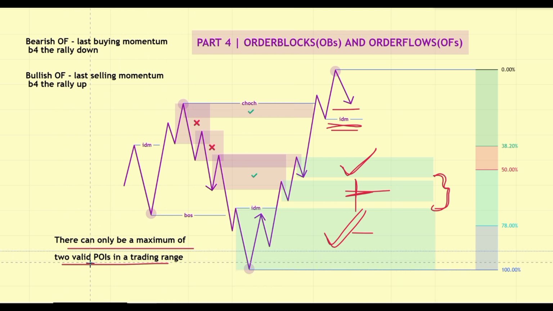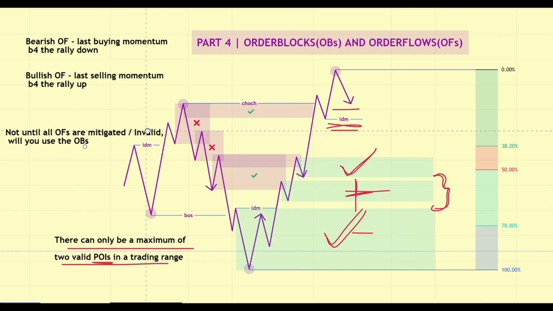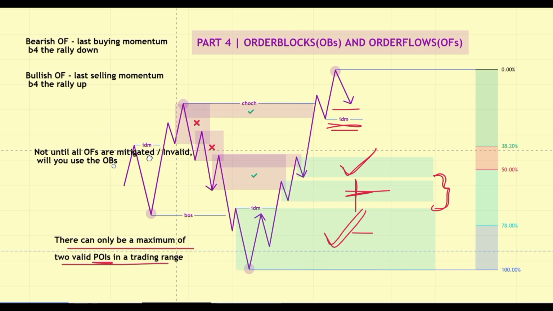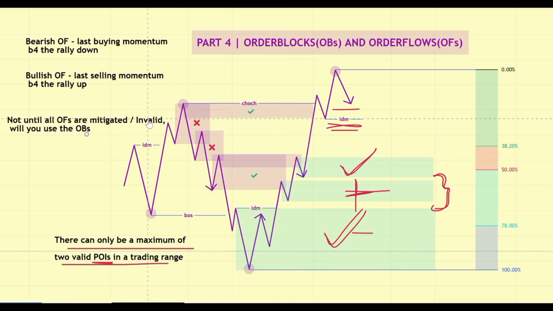In this case, it depends on what the trading range gives. Is it the order flows or the order blocks? In this scenario, the trading range gave us the order flows, and like we said, not until all the order flows are mitigated. The reason I am starting with the order flows is because of this, which I recently said, that not until all order flows are mitigated or invalid will you use the order blocks.